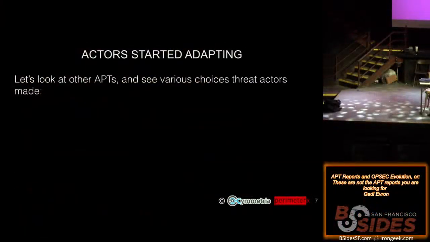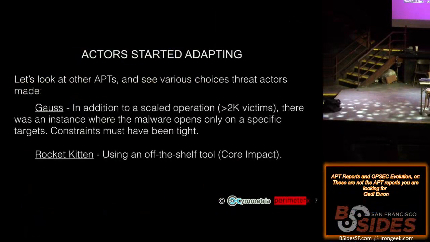So actors started adapting. This is not chronological. So let's look at just a couple. Gauss. They were a scaled operation, over 2K as far as we know. But Gauss also had been used on very, very specific targets, in a way encrypted, so it only opens on a specific machine. How do you scale that? Do you scale that? How much effort do you need to put into it to create such a specific attack?